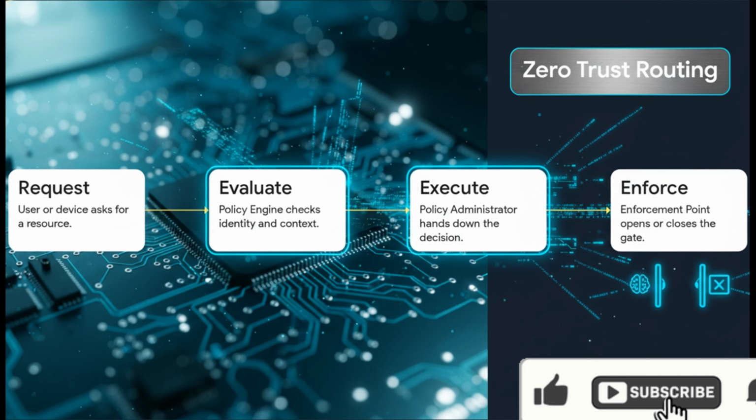If it decides you're safe, it tells the policy administrator to execute that decision. Then, the policy enforcement point, the actual muscle sitting right in front of the app or network, physically opens or closes the gate. Because there's this strict separation between the intelligence making the decision and the muscle enforcing it, an attacker can't just brute force their way through the gate.